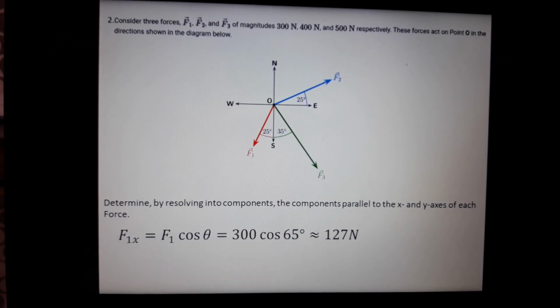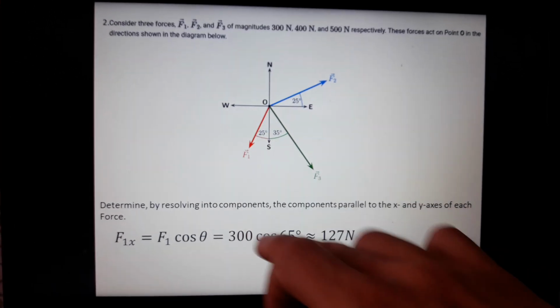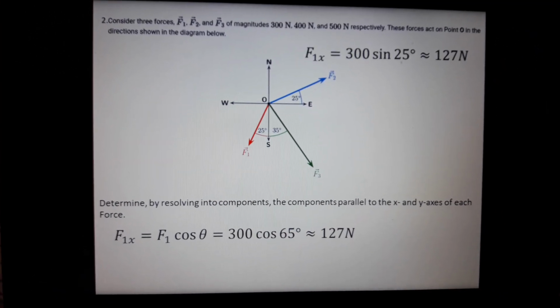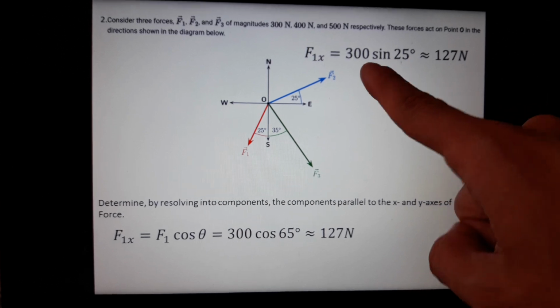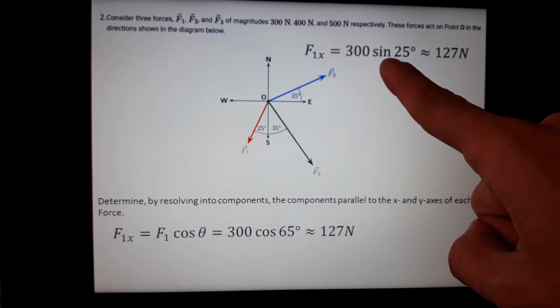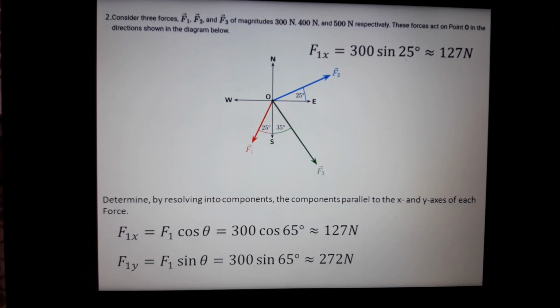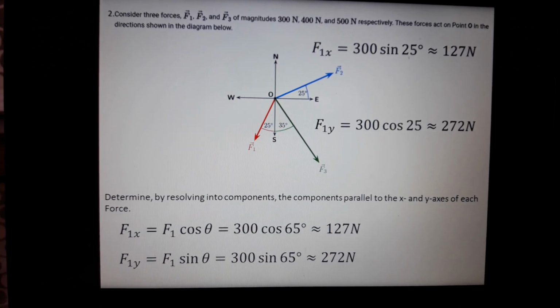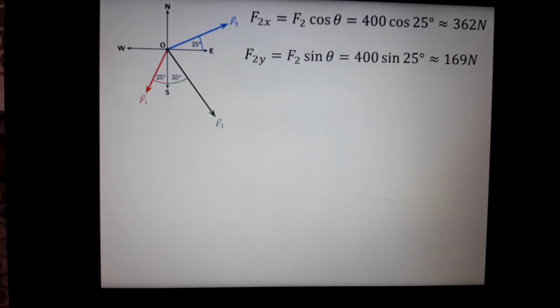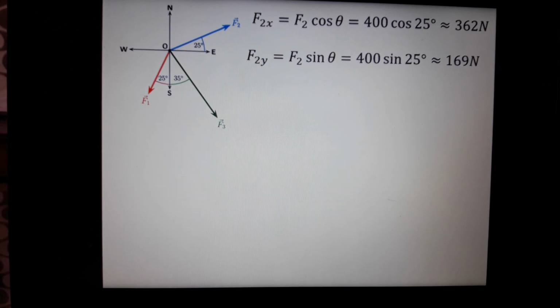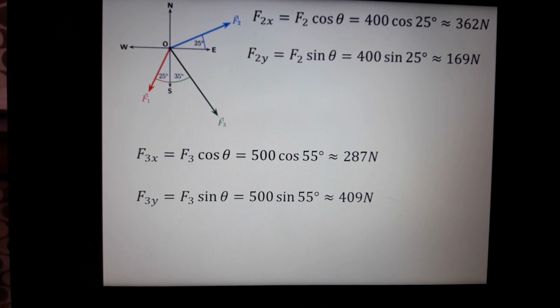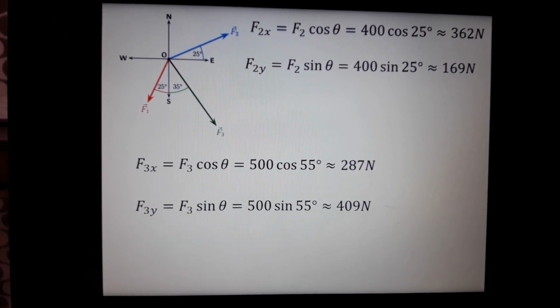Now I can solve this using 65 degrees, that is the complementary, or using 25 degrees, but now I will use sine, okay? Have this difference. Let's go to see another. This is the same idea using cosine and sine to the complementary, and now we finished this exercise.